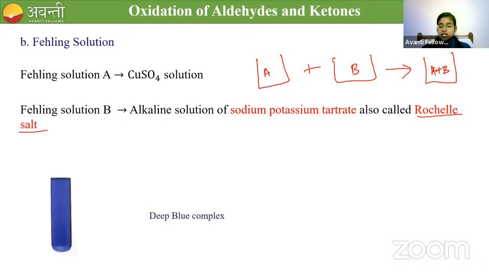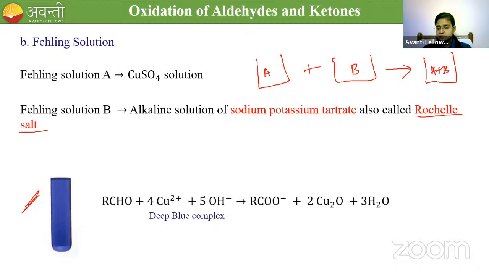It is a deep blue colored complex. So this is that Fehling solution, A and B mixed together. If I am treating this deep blue colored Fehling solution with some aldehyde, the aldehyde will get oxidized and we will get Cu2O and H2O as the byproduct.